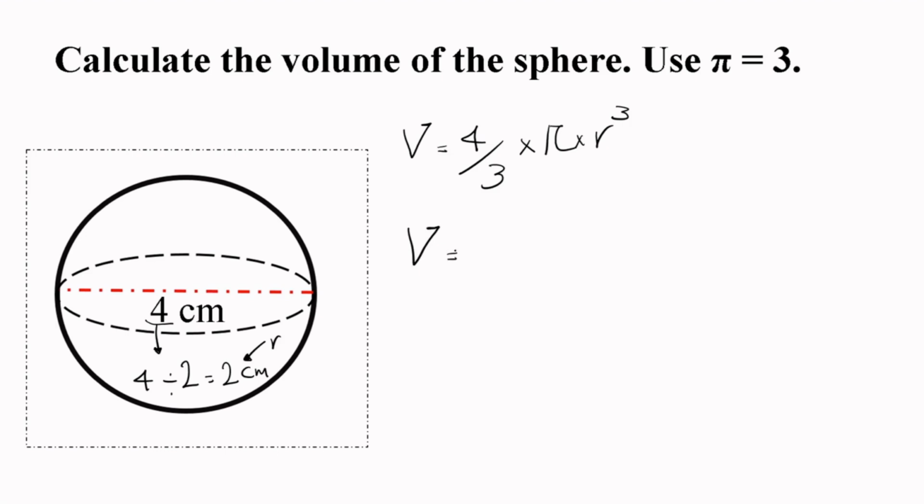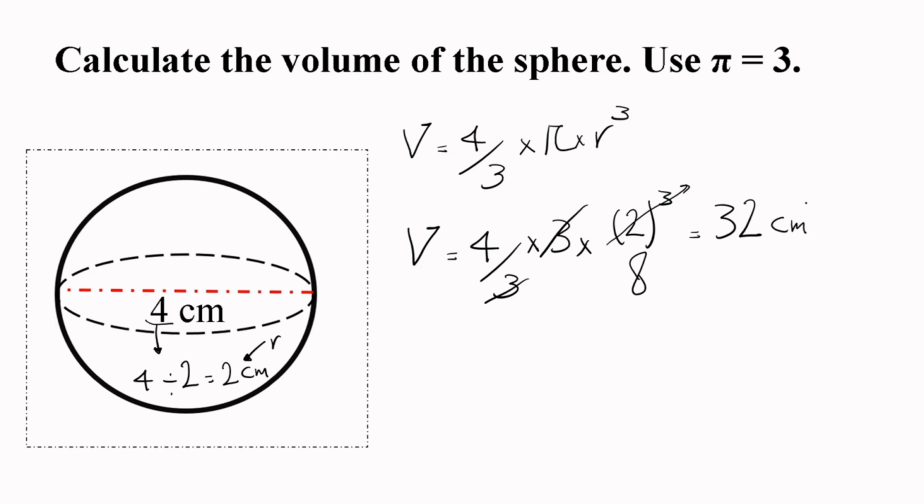So volume is going to be equal to 4 over 3. I'm going to replace the pi with 3, and r is going to be 2 to the power of 3. So these two values are going to cancel each other out, and 2 to the power of 3 is going to be 8. 4 times 8 is going to be 32. Because I have the radius or diameter based on the centimeter, this is going to be cubic centimeters. You definitely know it's equal to 32 milliliters. Really easy.